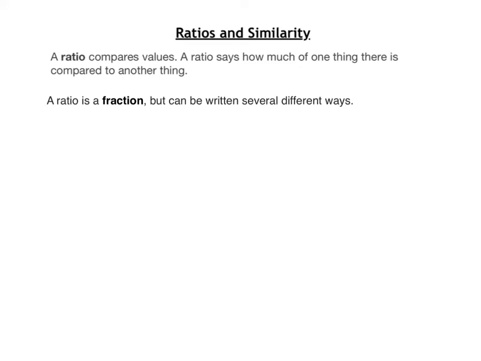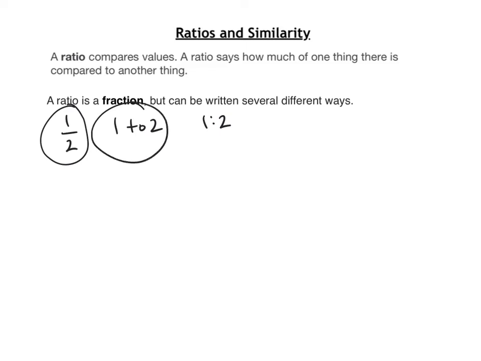Ratios and similarity. Ratios are a way to compare values. Another name for a ratio is a fraction. However, a ratio can be written several different ways. When I write a fraction, which is a ratio of, say, 1 to 2, 1/2, I can write that literally how I said it, 1 to 2, or I can use a colon and say 1:2. And all three of these are the same thing.